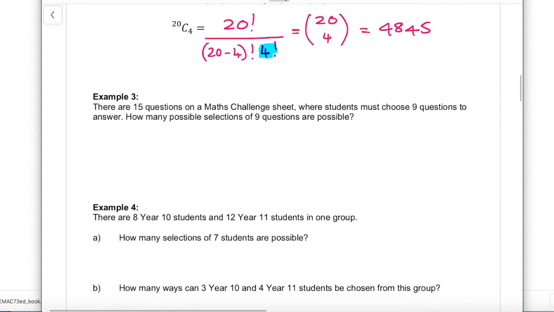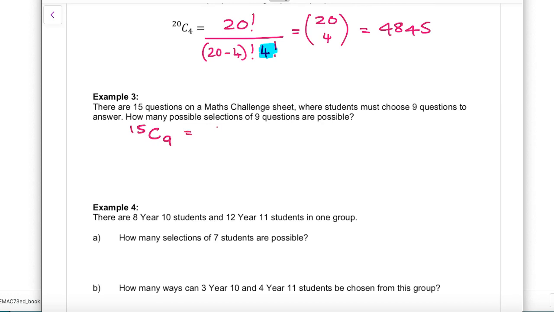Example 3. There are 15 questions on a maths challenge sheet. Students must choose 9 of the questions to answer. How many possible selections of 9 questions are there? So we're not worried about the order they answer the questions in. We simply want them to choose from the 15 those 9 that they're going to answer.